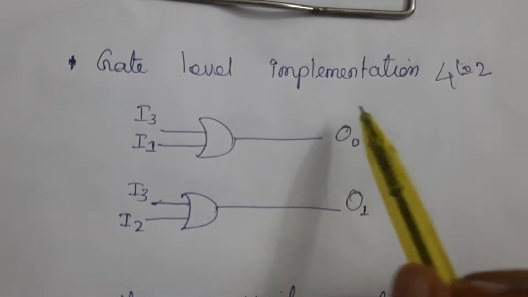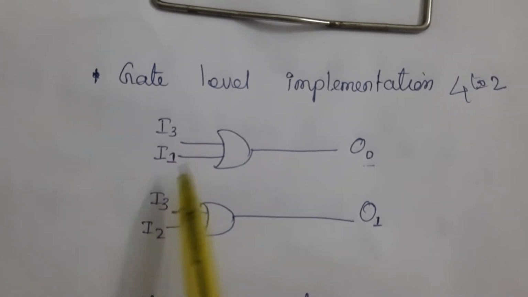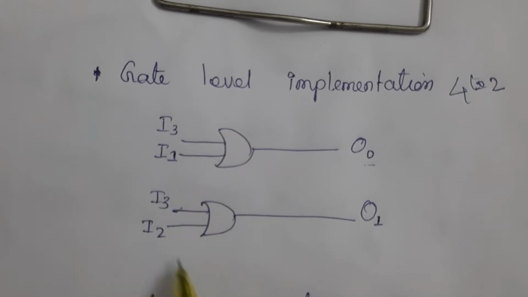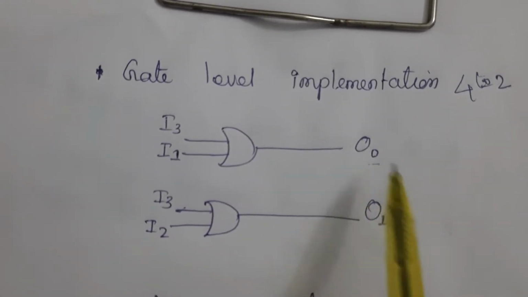So output 0 is the OR function of I3 and I1. Output 1 is the OR function of I3 and I2. So this is a combinational circuit. We can get each bit at the same time.